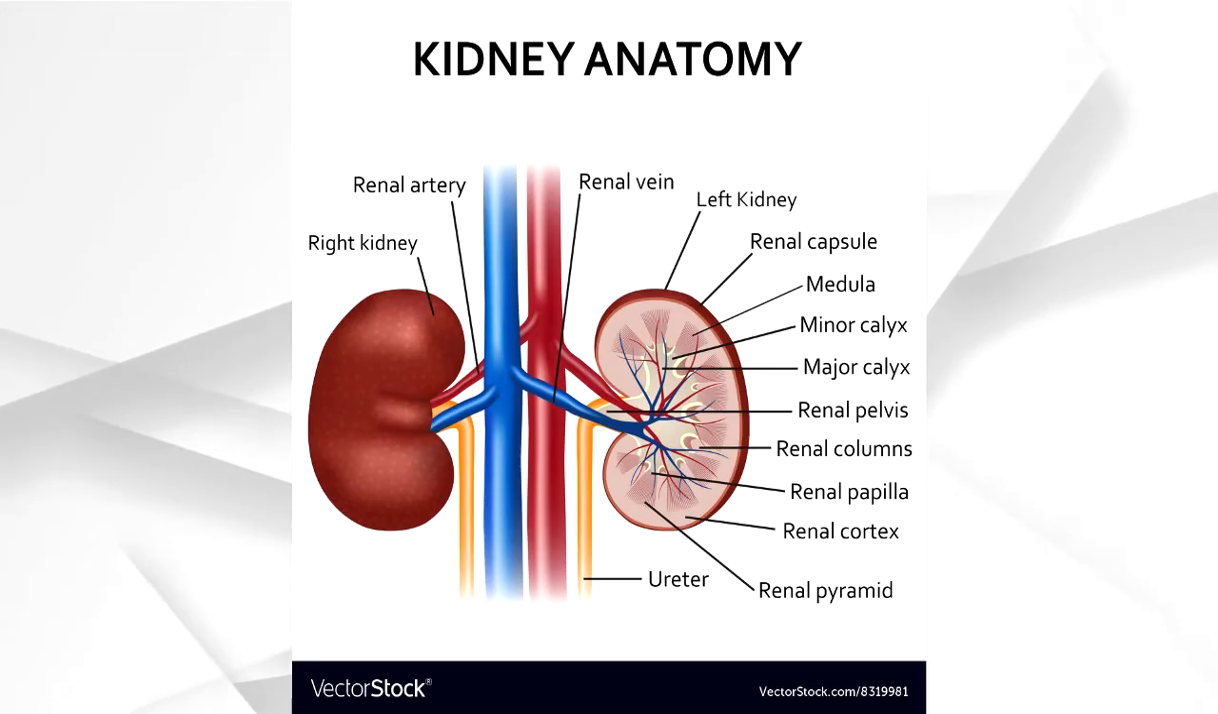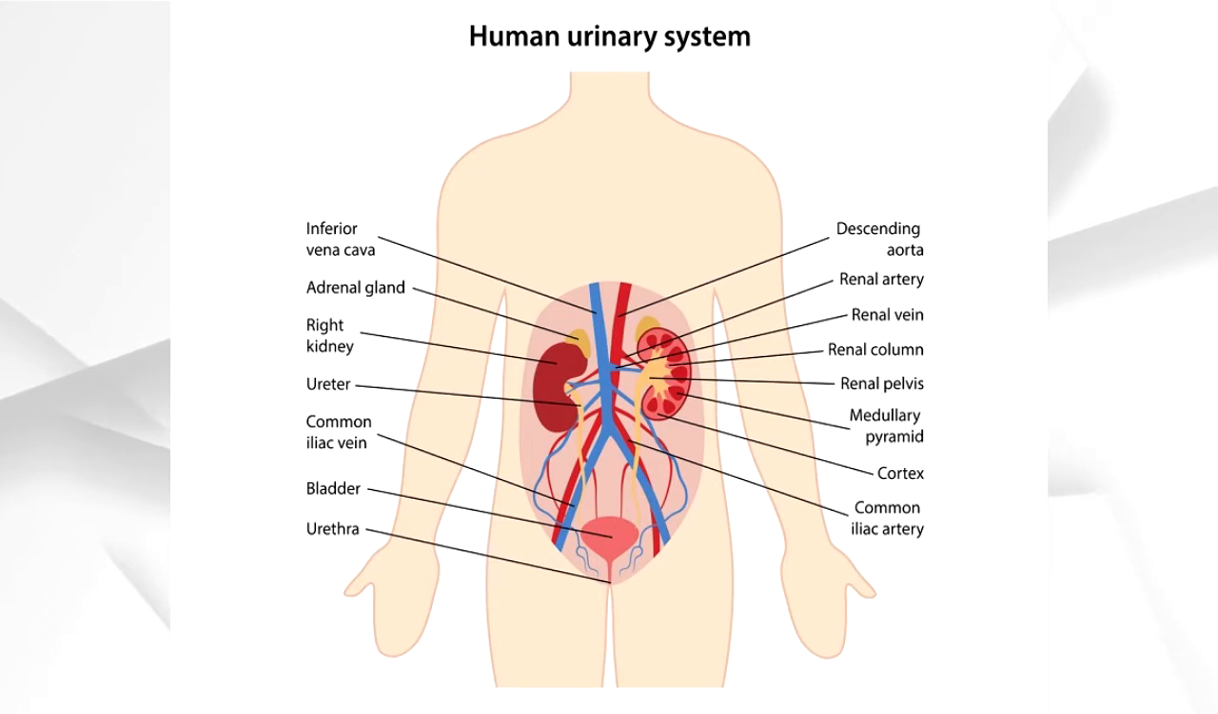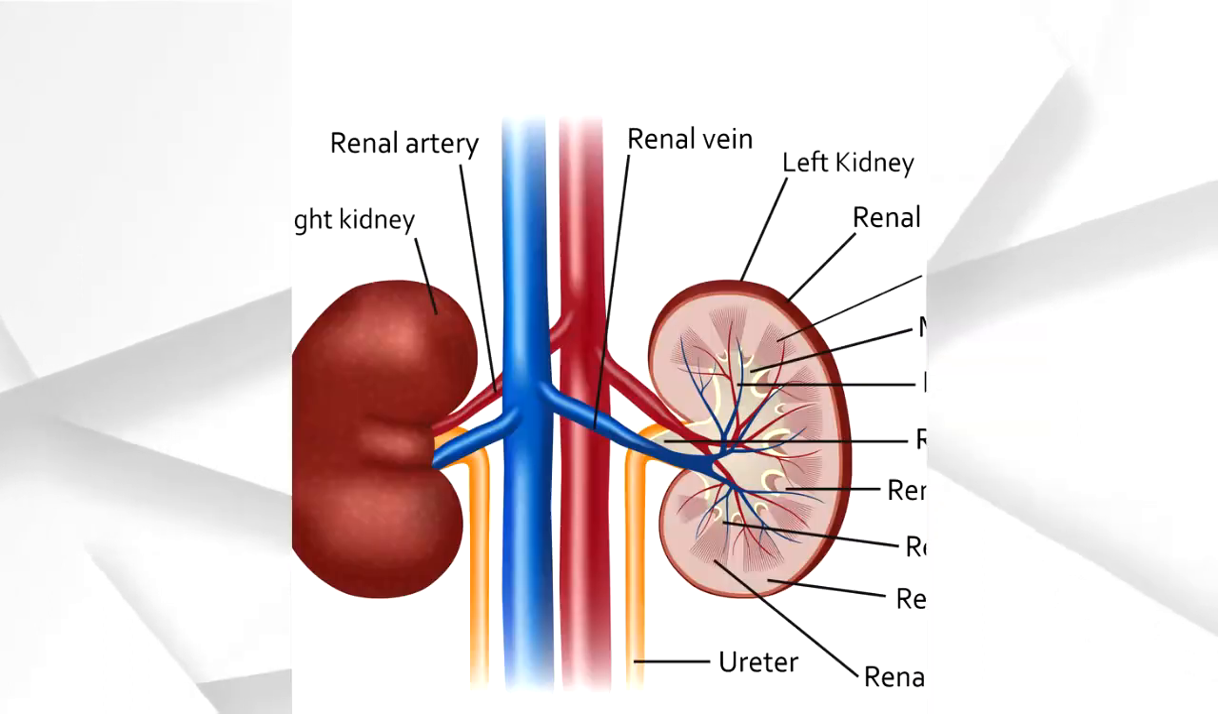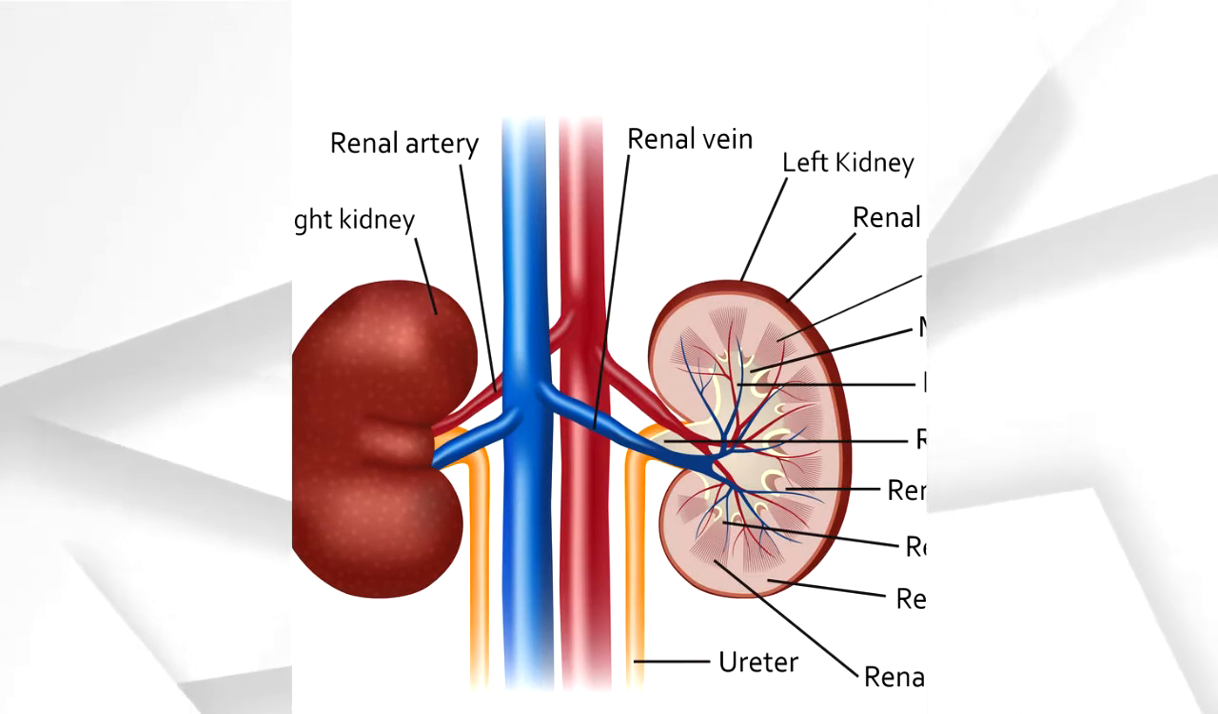The kidneys make urine by filtering waste and extra water from the blood. Urine travels from the kidneys into two thin tubes called ureters and into the bladder. The blood flows to the kidneys through the right and left renal arteries. Inside each kidney, these branch into smaller arterioles.